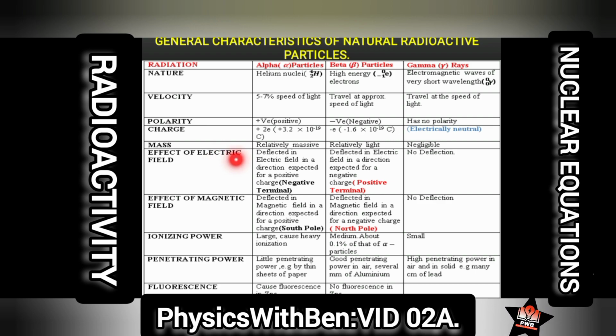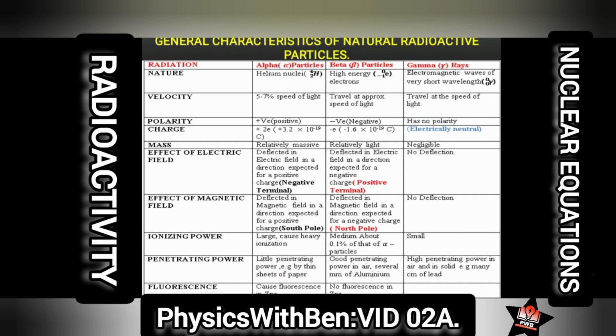Deflection: the effect of electric field on the charge on this particle, and also the effect of magnetic field on this particle. You saw it in the diagram we just projected previously, and this is what we saw there, as summarized here in written words. Ionizing power, large, and causes heavy ionization. Penetrating power, it has little or even no penetrating power and can only penetrate thin sheets of paper. Fluorescence, it causes fluorescence in zinc.